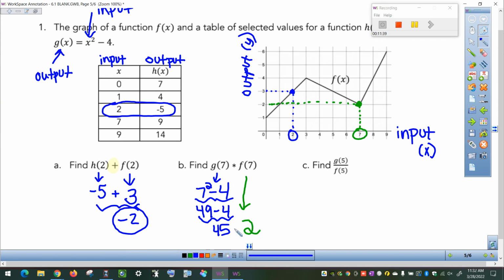And then we're just going to multiply the two separate output pieces together. So 45 multiplied by 2 gives us 90.